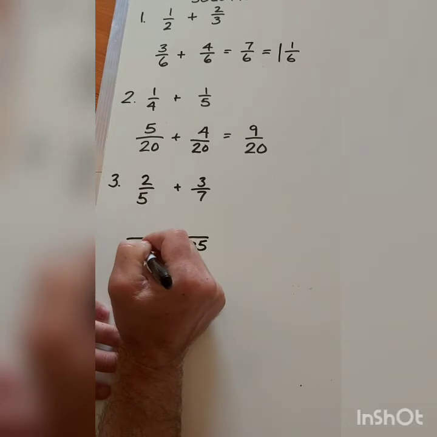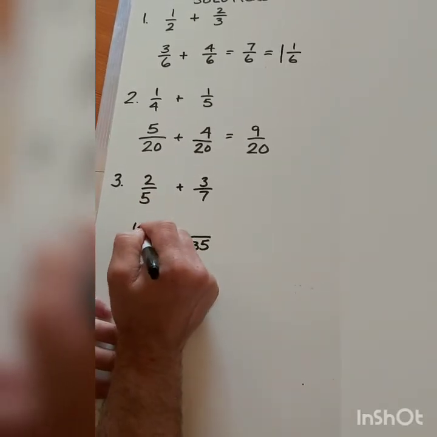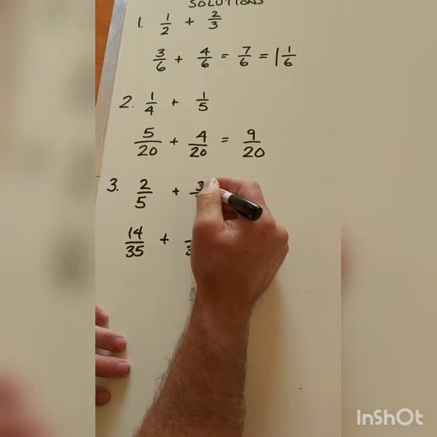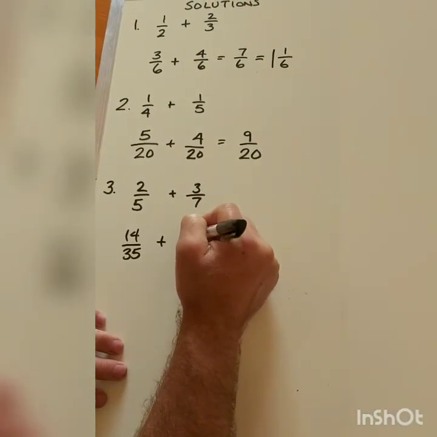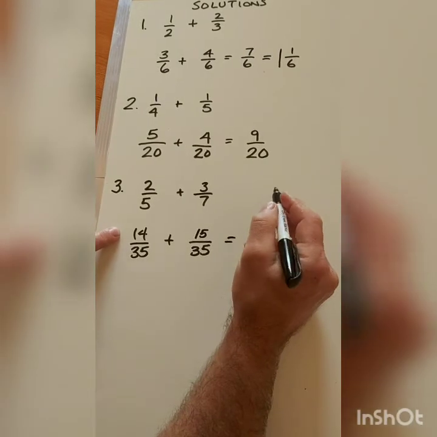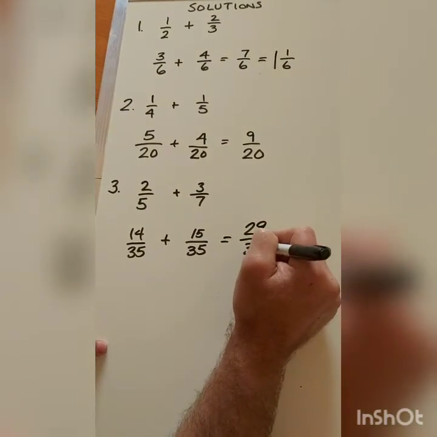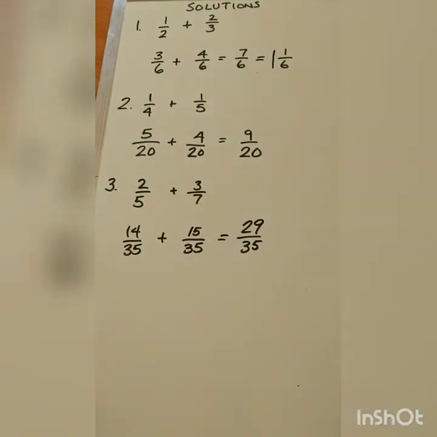5 times 7 is 35. 2 times 7 is 14. Here I multiplied 7 by 5, so I'm going to multiply 3 by 5, which gives me 15. When I add the two numerators together, I'm going to get 29 out of 35. Again, I can't reduce that any further.